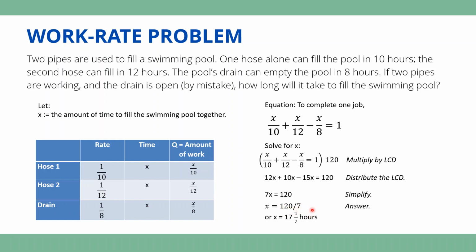Kapag naka-improper fraction siya, or kapag in-express naman po natin siya into a mixed number, that is 17 and 1/7 hours. Upon checking kasi po niyan sa decimal, again, just like our previous example, hindi po eksakto yung sagot. So, it will be safe na isulat natin siya into a fraction. So, that's it po for our work rate problems.